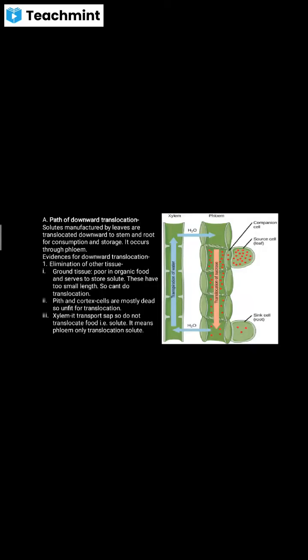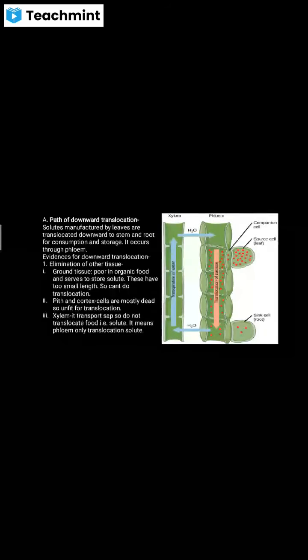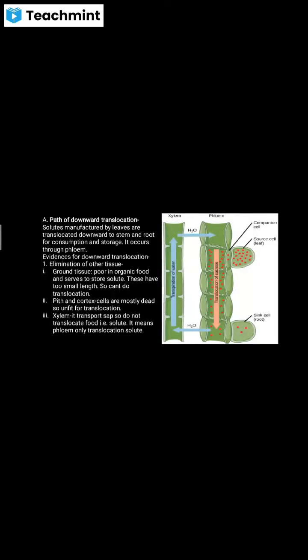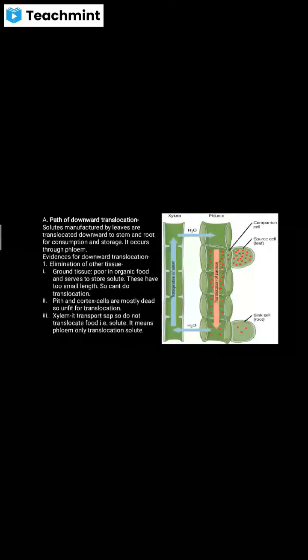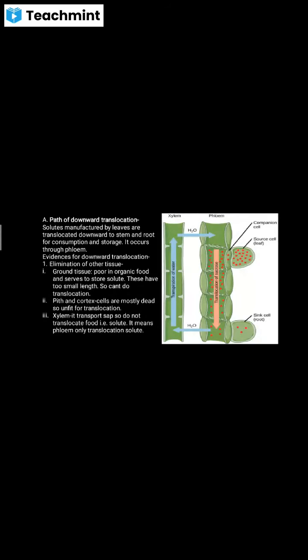The pith is the central part of the vascular bundle, and the ground tissue is the surrounding parallel type of cells. The cells at the center of the vascular bundle form the pith region, and the outer layer on the side of the vascular bundle is the cortex. So the pith as well as the cortex region are dead cells, so they cannot translocate the solute materials.